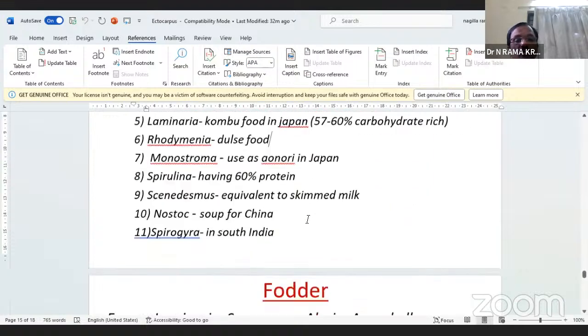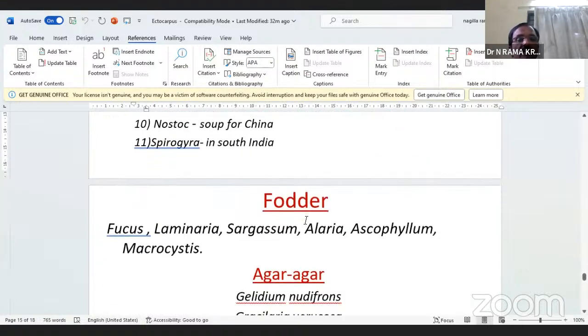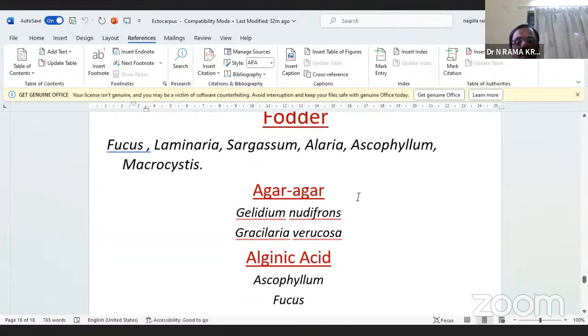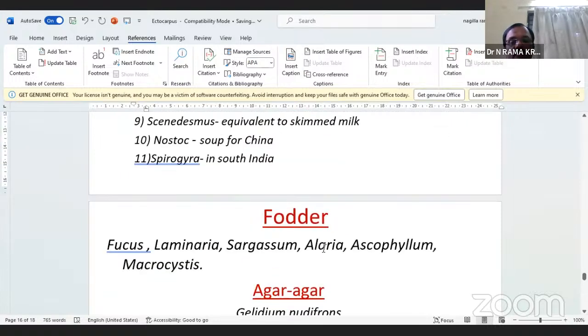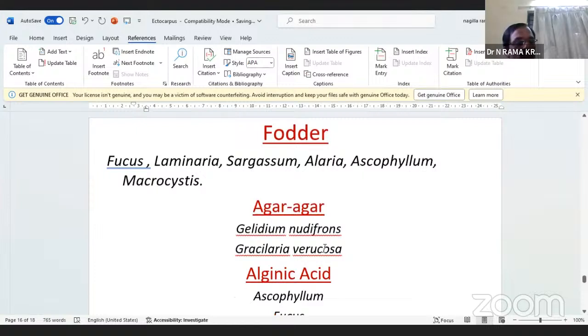And one more important one is agar-agar. Dried agar-agar is most important.